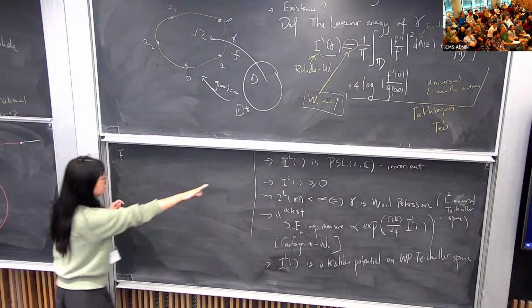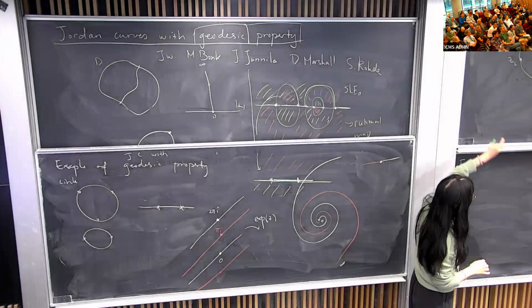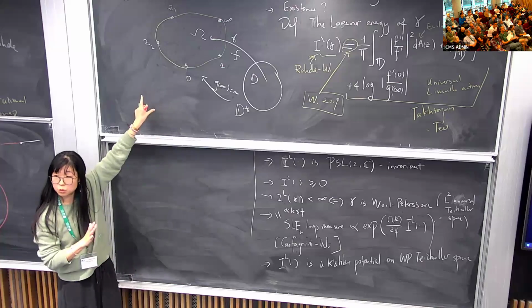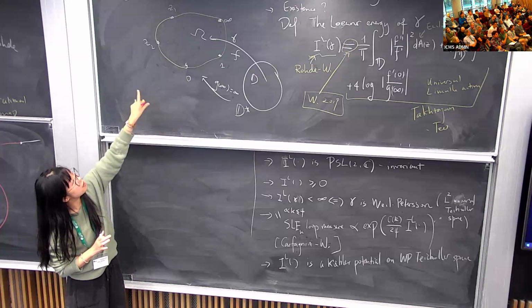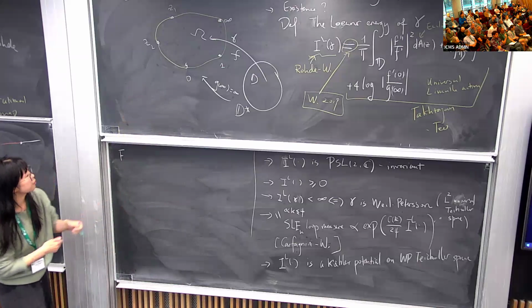Okay, so how is this functional helpful to our question? Actually, you will see that this quantity is really essential, it's not just a tool. It's going to be really essential to discuss this family of Jordan curves with the piecewise geodesic property.